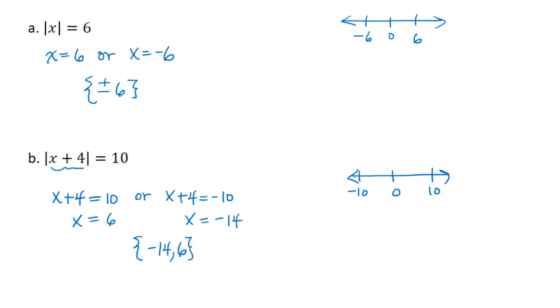And then I can check my solutions. If I plug in negative 14 in place of x into the original equation, I get, is the absolute value of negative 14 plus 4 equal to 10? Well, the inner expression, negative 14 plus 4, is negative 10. And the absolute value of negative 10 is 10, so that checks. And in a similar fashion, if I plug in 6, 6 plus 4 is 10, and the absolute value of 10 is 10.